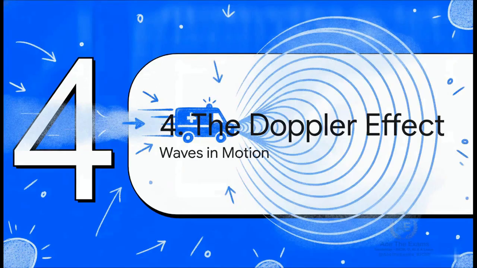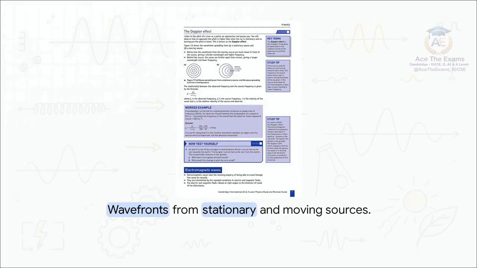Okay, let's escalate the complexity for Section 4, the Doppler effect. What actually happens when the source of a wave starts moving? I want you to imagine the pitch of a police siren as the car speeds towards you and then as it zooms past. The pitch sounds higher on approach, right? And then it drops noticeably as it drives away. This is the Doppler effect in action.